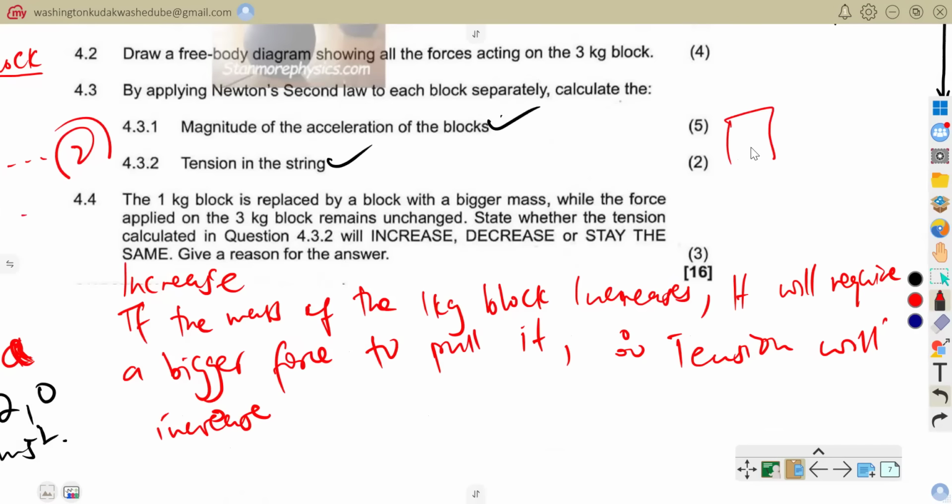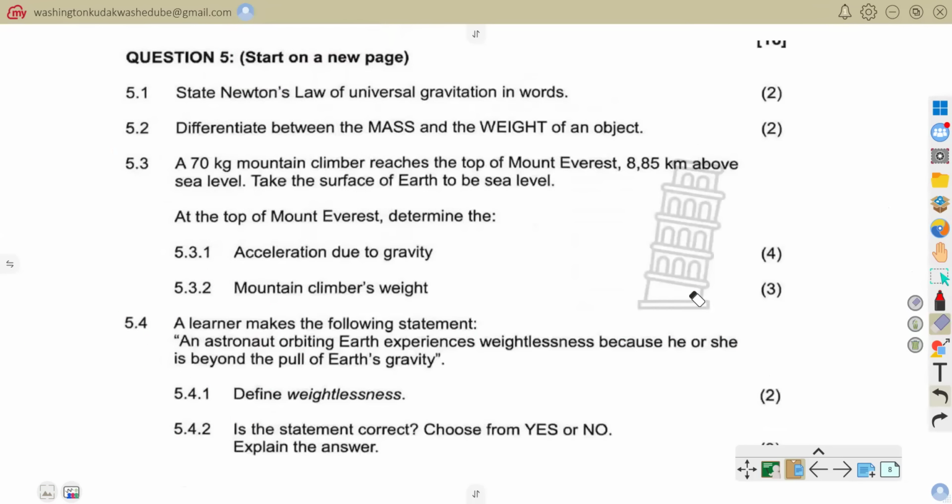For you to pull a 1 kg block, it's easier than to pull a 4 kg block. So the tension will increase as the mass is increasing, because this block is the one that is just being pulled. We already have our force being applied on the other side. So that is the one that is being pulled. Now let's go to question number 5.